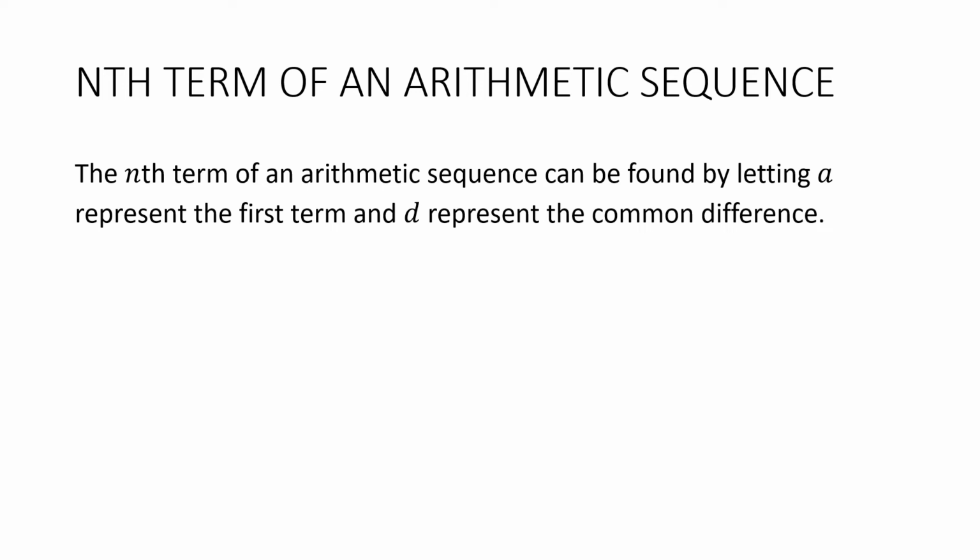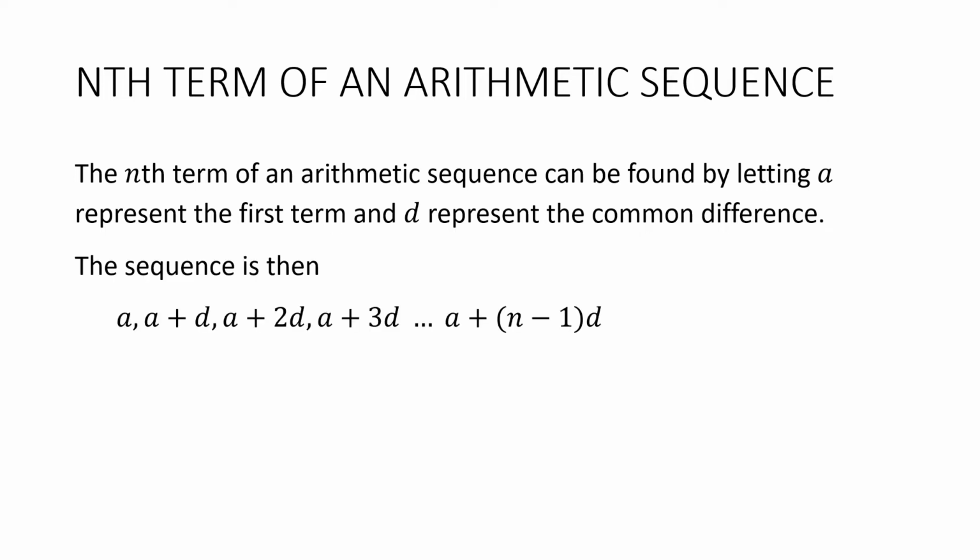Let's move on. The nth term of an arithmetic sequence can be found by letting A represent the first term and D represent the common difference. Now, here is our sequence. There's our first term. The second term would be A plus D. The third term would be A plus 2D. The fourth term would be A plus 3D. And the nth term would be A plus n minus 1 D.